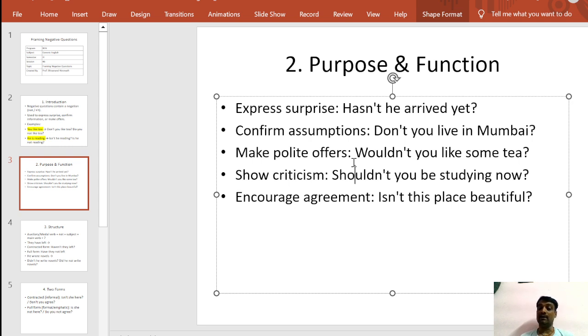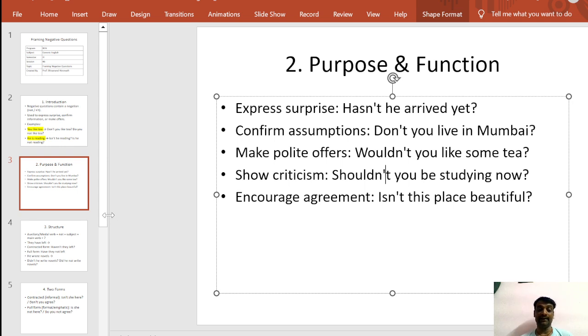So that is how, in that situation, you should say, "Shouldn't you be studying now?" Or a boy or girl who goes to school might be wasting some time; at that time you should use this statement. Now, it also encourages agreement: "Isn't this place beautiful?" When you know that the place is really beautiful, you want the person in front of you to agree. That is how, at that time, you should ask, "Isn't this place beautiful?"